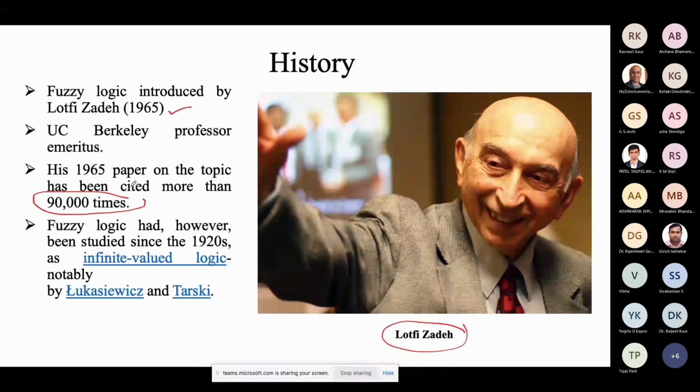But this technique was not new around 1965. It was some infinite value logic or some other form of logic, and it was proposed by Tarski around 1920. But it was not famous at the time as there was no mathematical treatment and no proper link with real applications. So Zadeh came with the concept, and he gave two papers, an extension of the first one, and he gave most of the theory in these papers.